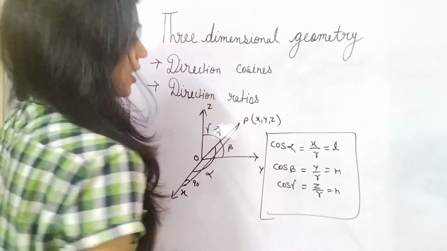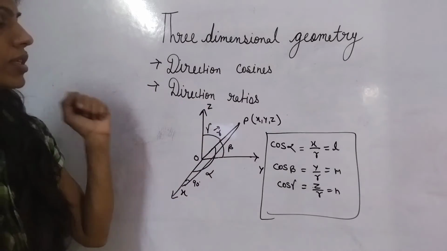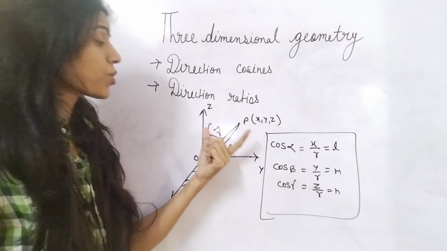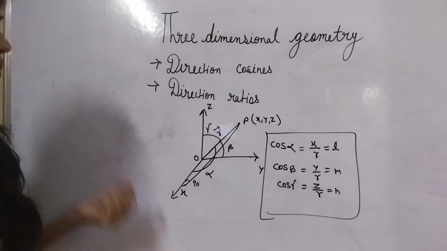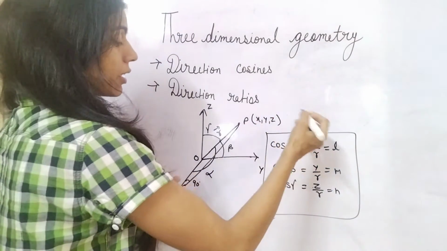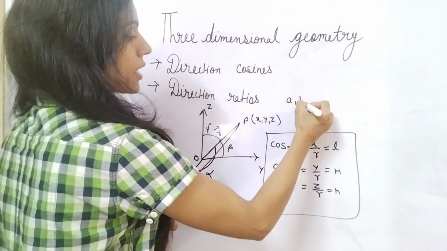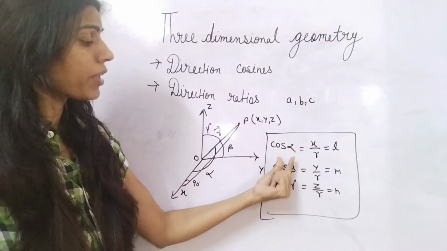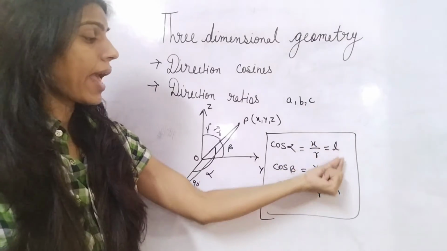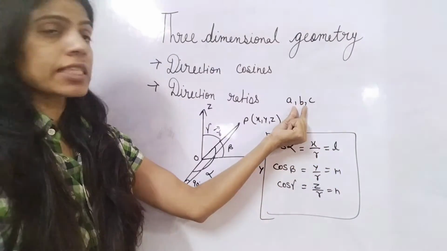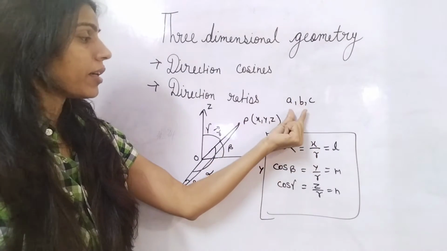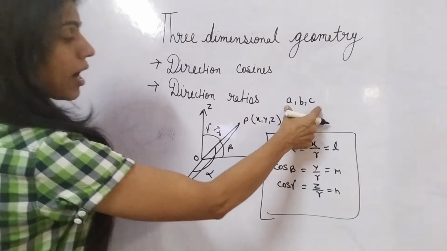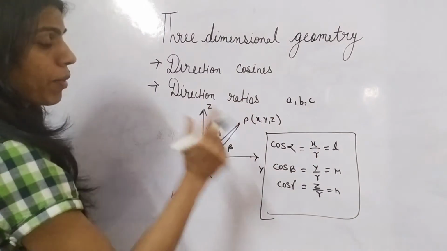So students, this is direction cosines. Now let's talk about direction ratios. So what is the meaning of direction ratios, students? Direction ratios are this: suppose there exist three numbers a, b, c such that these numbers are in proportion with the direction cosines l, m, n. If these three numbers are in proportion with these three numbers, then these three numbers are known as direction ratios.